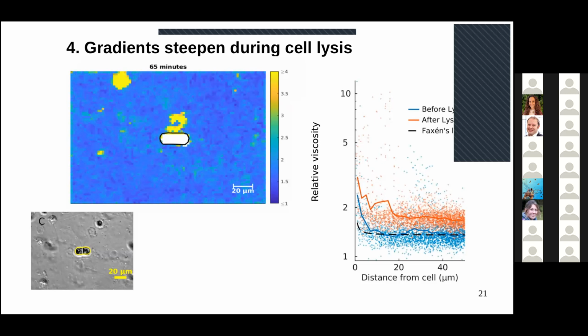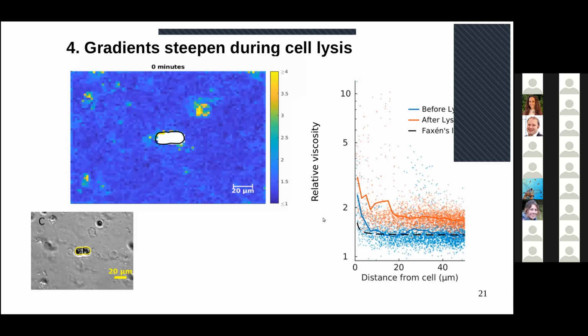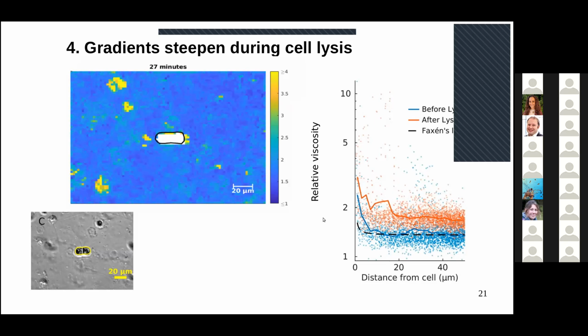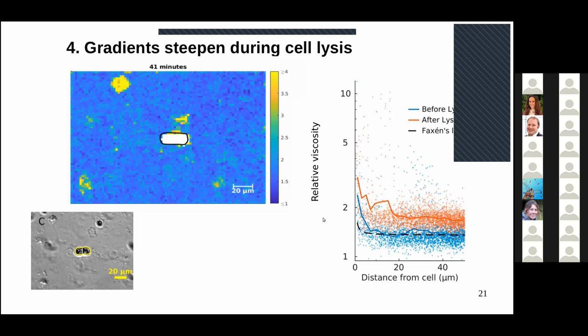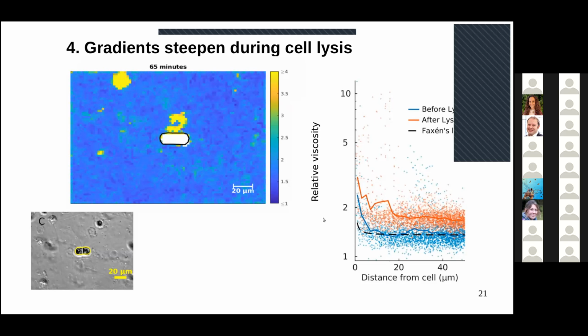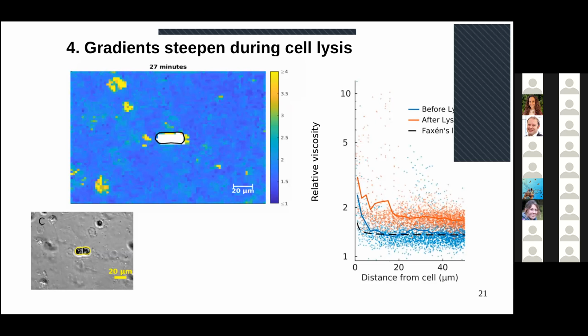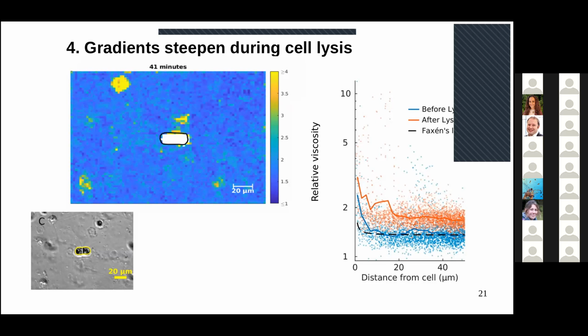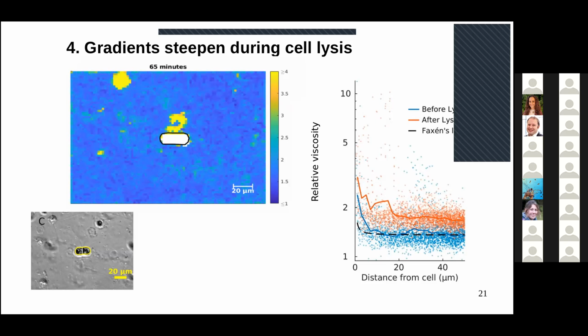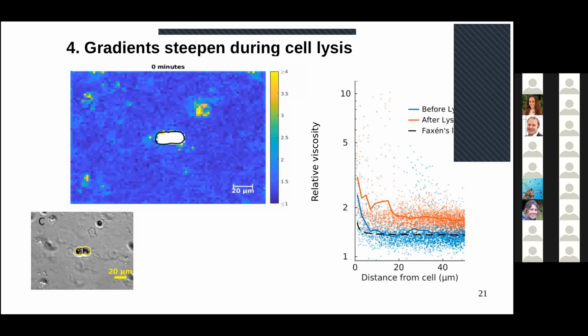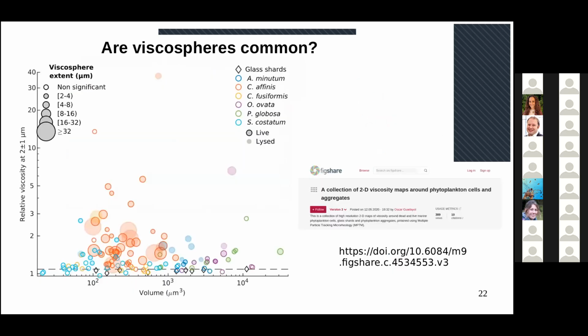Generally speaking, we observed that after lysing, the whole frame became more viscous. Probably not by much, not more than about twice as viscous as seawater. It seems that all the aggregated contents of all the cells that were lysed within that zone were increasing the viscosity of our sample. So the question is, are these what we call viscospheres common or not?